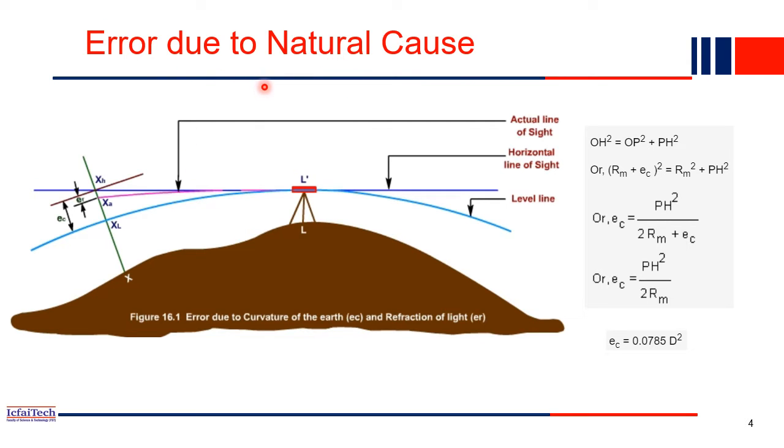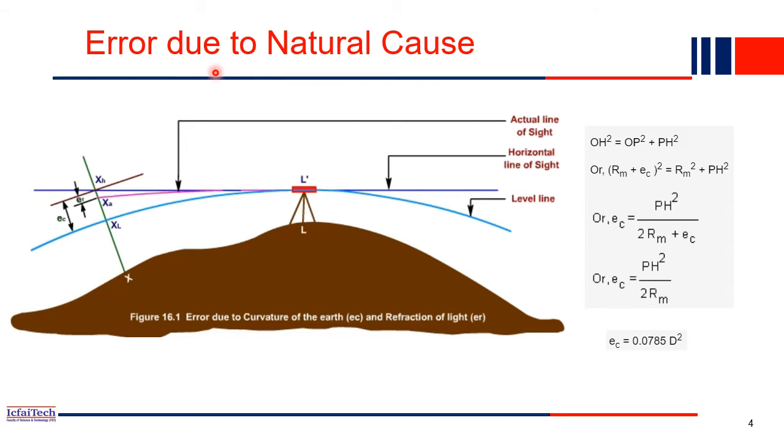So the first one is error due to the instrument, right? If you correct the instrument, then the error will be corrected. Now the next one is the personal error we discussed in the last slide. If the surveyor is a very skilled surveyor, then this personal error will be very much less. So that also can be reduced.